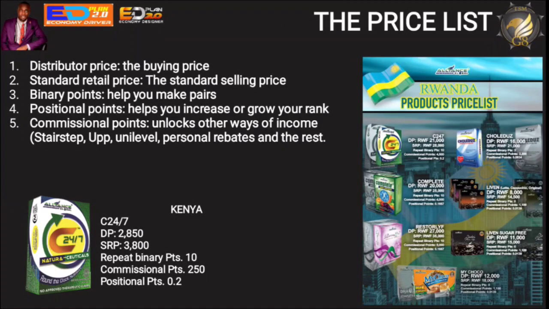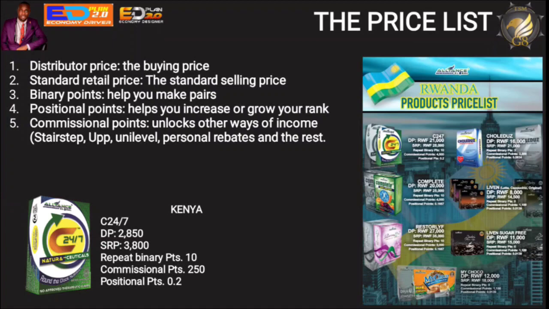Next thing is now the price list, okay? So inside the price list, this is the Rwanda price list. You can see here we have the C24/7, Cole Deals, Complete, Rest Life, like that, all those. Inside the price list, there are different things that you need to take care of. So we are going to discuss the terminologies that are found on the price list.